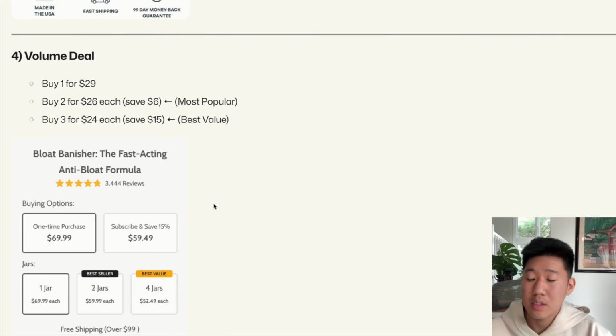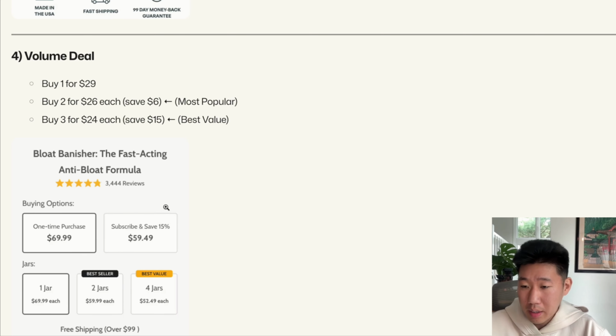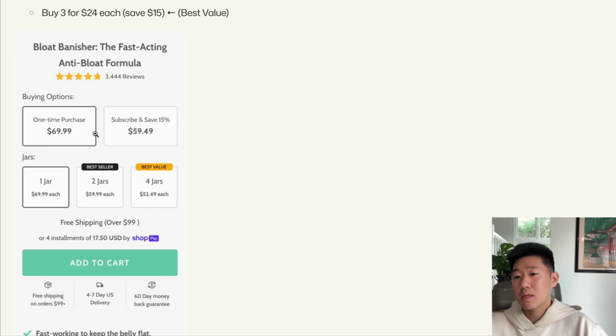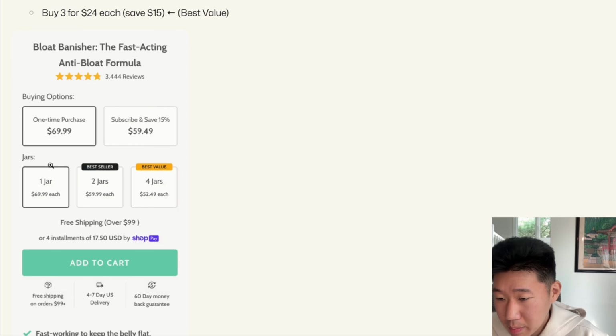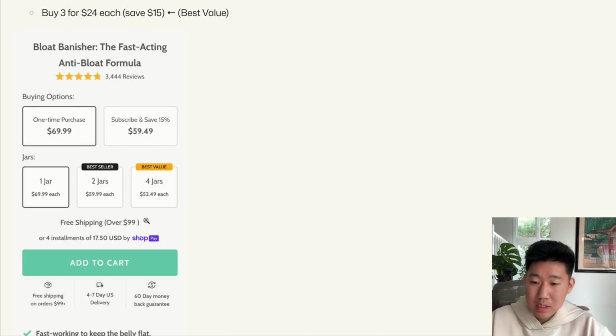And then number four is typical, just like a volume deal. Buy one for X amount, but buy two, you save more. The more you buy, the more you save. This is a great example from Happy Mammoth, and it's pretty self-explanatory. They have the one-time versus subscription. They have the discount, but they also have options to buy 1, 2, or 4 jars. And the more that they buy, the cheaper it is per jar. So that incentivizes them to get more.